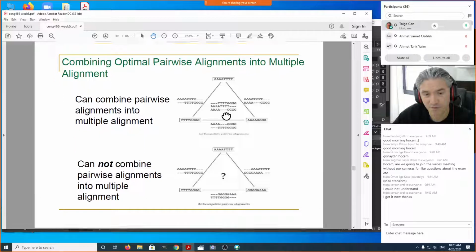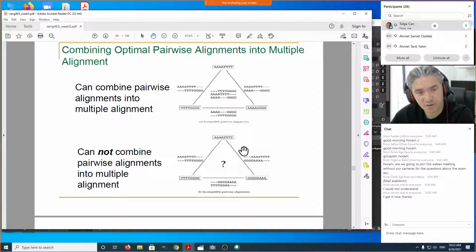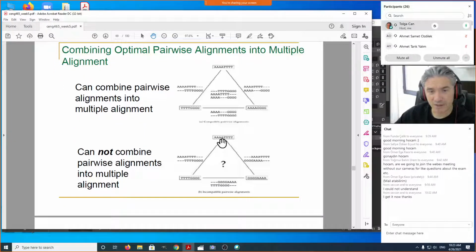This one, if you remember, just think about if you look at these three sequences: AAA, TTT, TTT, GGG, and this GGG, AAA. So it's really an extreme case where we have these pairwise alignments. Look at these three pairwise alignments. Is it possible to combine them? Try to do it by hand.